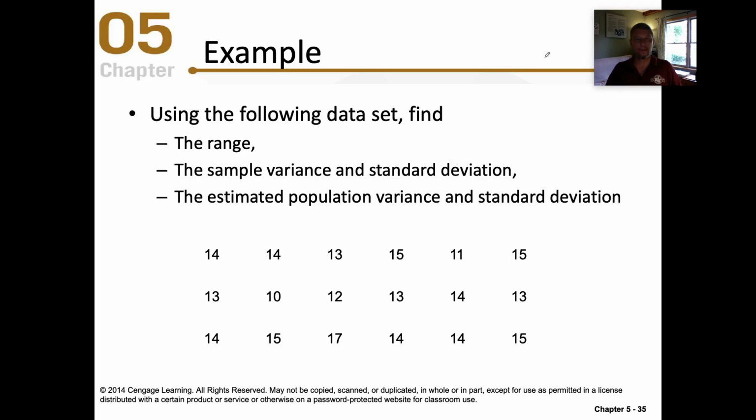Now, this is a data set that we've worked with before. We used this to calculate several different things, especially when we were doing the frequency distribution work in chapters 1 and 2. But here, I'm going to ask you to use the following data set and find the range, the sample variance and standard deviation, and the estimated population variance and standard deviation. So we're going to look at the range, the sample, and the estimated population.